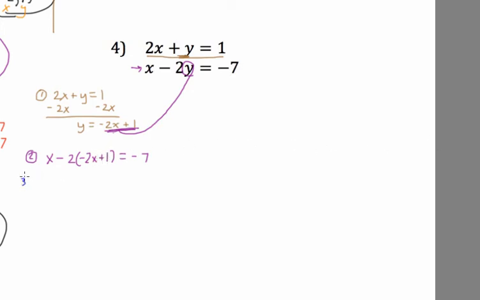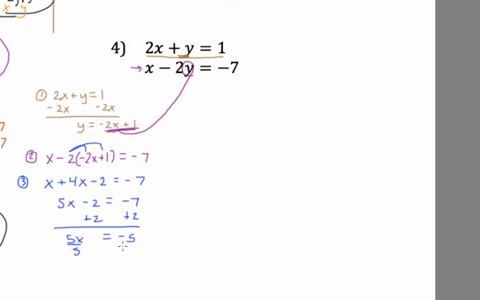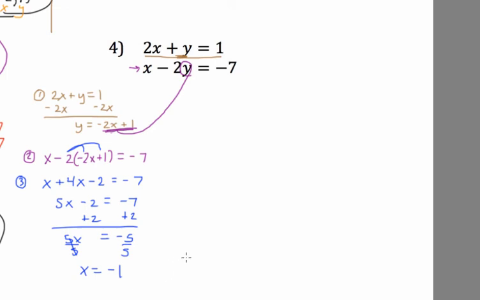Now that I have one equation with one variable, I can solve. Distribute. Add like terms. And undo what's been done to the x. This time I found the x coordinate first. The x is equal to -1.